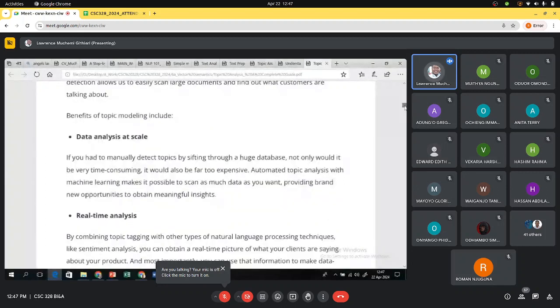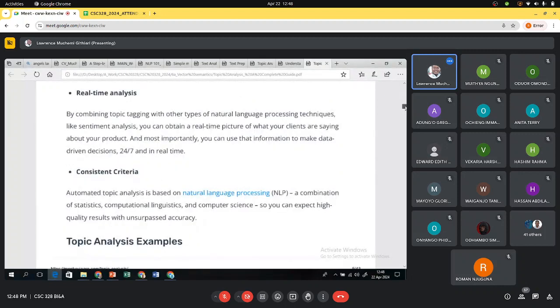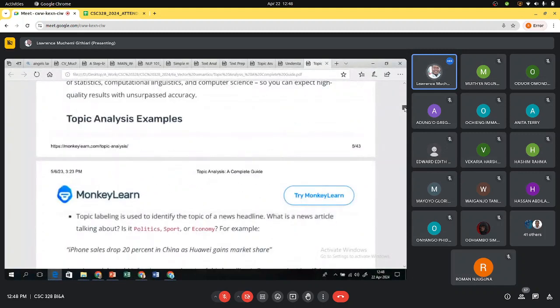As for the benefits, of course, we said you can do this at a large scale. You can also do it in real time. We did this with one of the students for hate speech analysis, a topic that I supervised a student to do, and we developed some tools that can do this. Hate speech, and this was a real-time thing. So real-time analysis, there's a consistency criteria, etc. Here they're giving you a lot of examples.